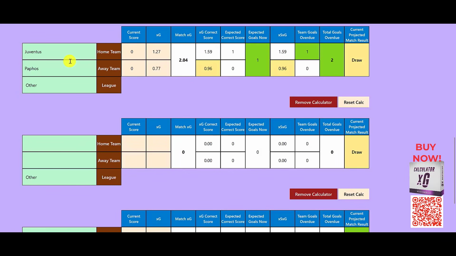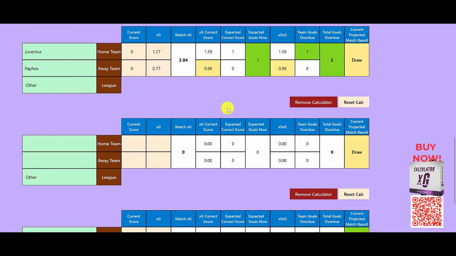Interesting match of Juventus against Paphos here from the UEFA Champions League. And it's 0-0 at half time, but this is a decent XG number. So we've got total goals overdue 2, and it really apparently should be 1-0 to Juventus, although the current projected match result is a draw. So when you see that, you might be a little bit confused.